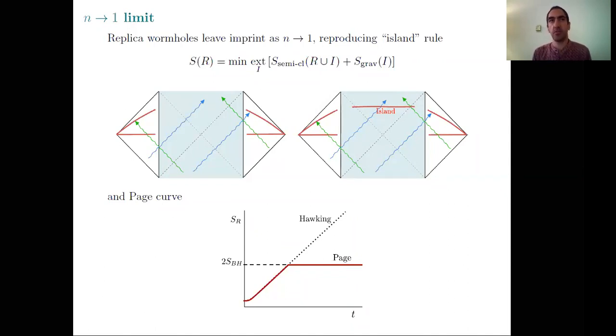And so you might think, well, these wormholes are finite n things. What role do they have at n near 1? Well, they leave an imprint. Because of the non-trivial analytic continuation, they can leave an imprint. And the imprint they leave is precisely the island rule for the entropy of radiation.